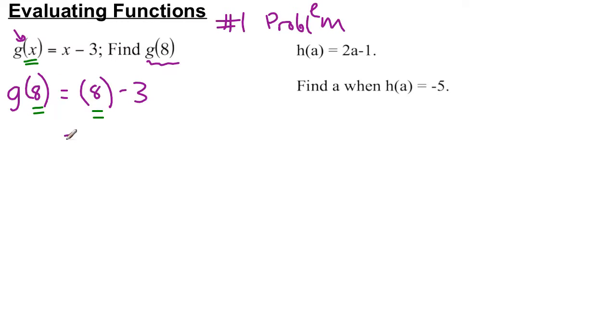And so we evaluate this. It's 8 minus 3, so that equals 5. And so that's our final answer: g of 8 is equal to 5.